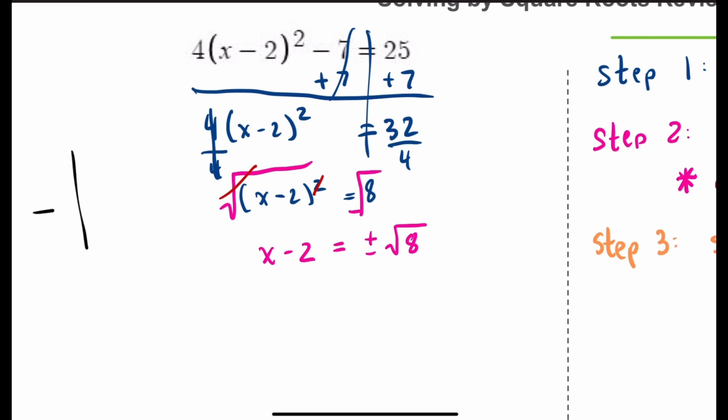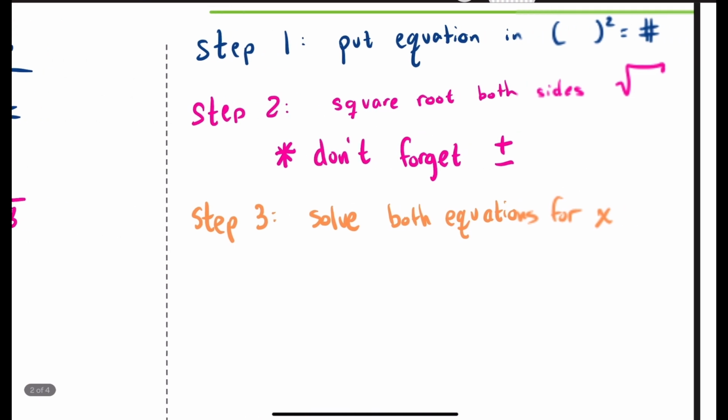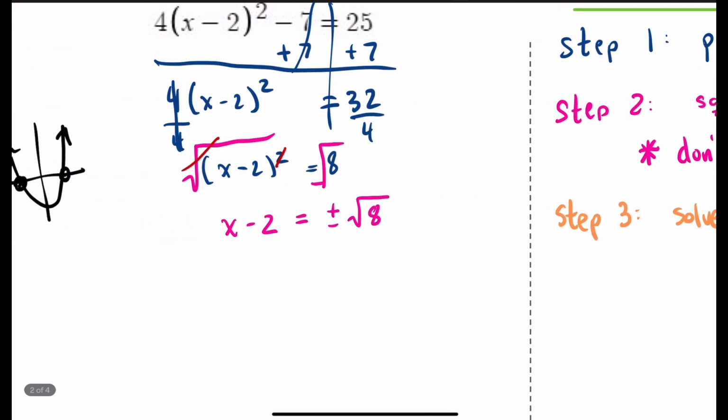If you look at a parabola, it normally has 2 x-intercepts. So we have 2 possibilities here because we have 2 answers. So step 3 is to solve both equations for x. Both equations because we're going to split this into 2 different equations. The first time using the positive square root, and the second time using the negative square root.